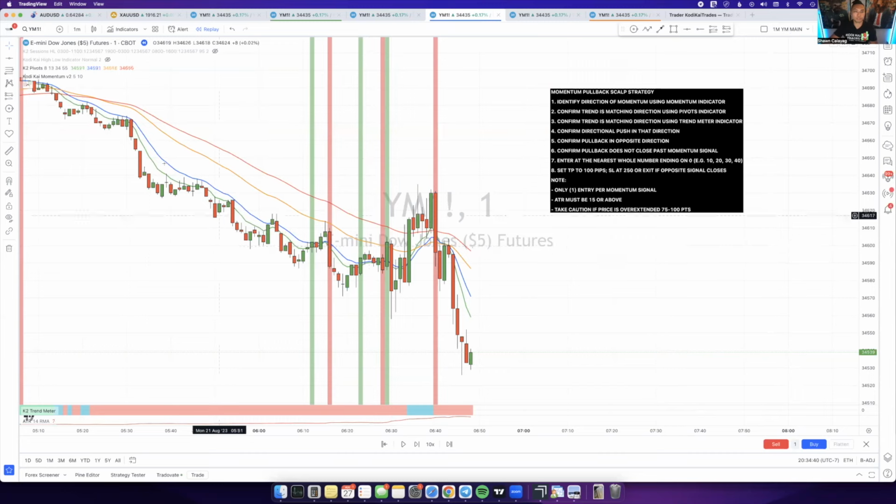First, you'll need the K2 pivots indicator. For this indicator here, you can leave it at default settings. Next, you'll need the K2 momentum indicator. That's also going to be at default settings. Next, you'll need the K2 trend meter down below.